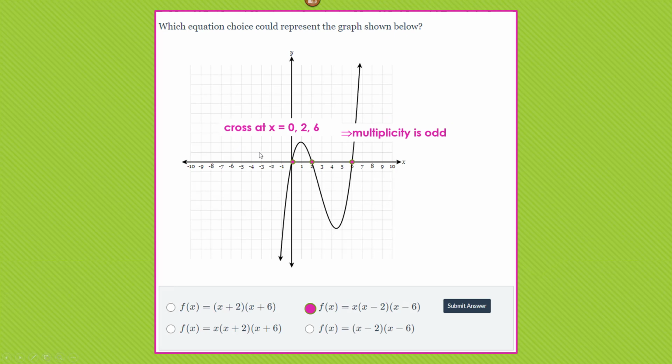Okay, so yes, make sure you note that it crosses at 0, 2, and 6. They each have an odd multiplicity, and so that matches this answer.